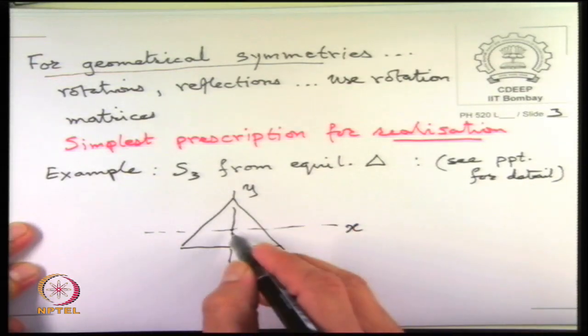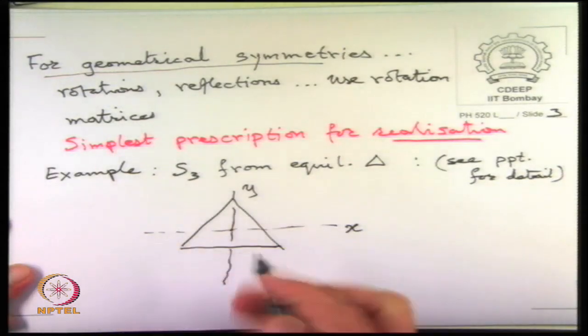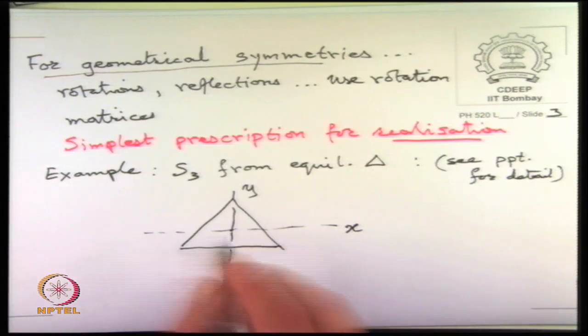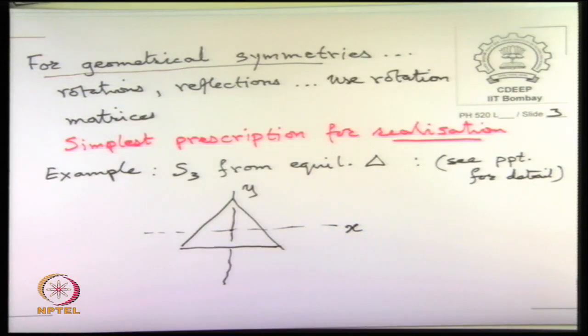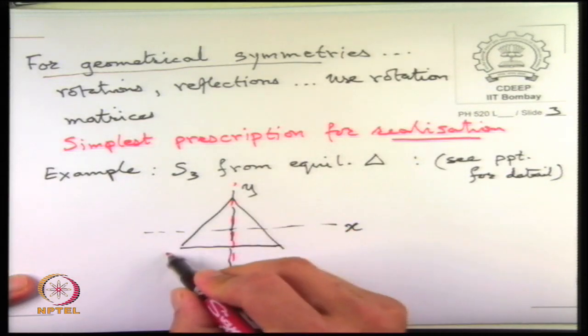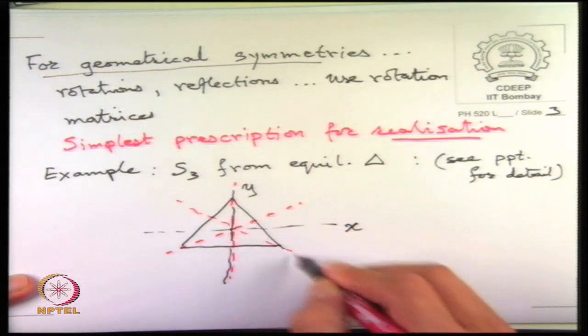So we have x and y and z is coming out. If I flip about this axis, then basically x goes to minus x. So this one matrix would just send x to minus x, but then there are two other matrices which are flips about the other two altitudes. So one is this, and then flip about this, and then flip about this.